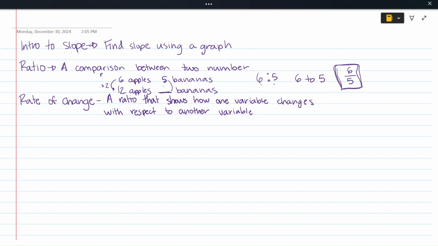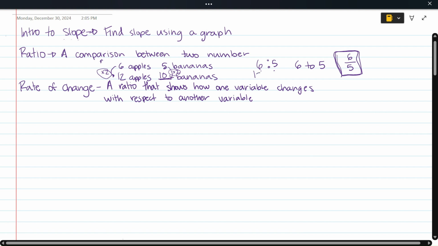And then we go over here and we say, oh, well, I'll just do that to the other side because that's the math rule generally. And I know that 5 times 2 is 10. So my apples are one of my variables and my bananas are another one of my variables. When I change my apples and I say, oh, 12 apples now, no longer 6, now we have 12, then my bananas are also going to change, and they're going to change proportionally. And that's why I used multiplication here. So if George had 12 apples, George also had 10 bananas.